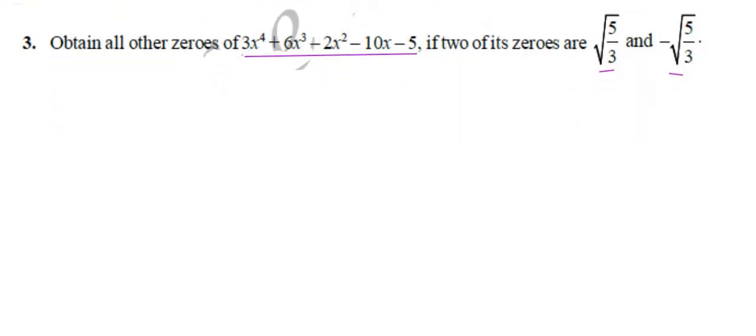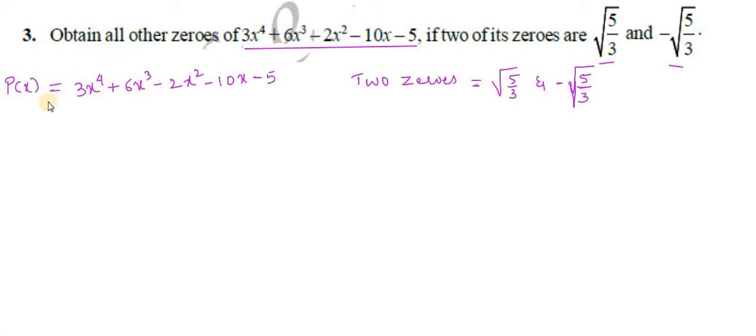And this type of problem is also important. Okay, here they have given p of x is equal to 3x to the power of 4 plus 6x cube minus 2x square minus 10x minus 5. They have also given two zeros, that is square root of 5 by 3 and minus square root of 5 by 3. Now we should divide this polynomial. We have p of x, then what about g of x? If we have g of x, we know how to divide. But they have not yet given g of x. Then how to find it? Yes, it's very simple. They have given square root of 5 by 3 and minus square root of 5 by 3. Just recall that.